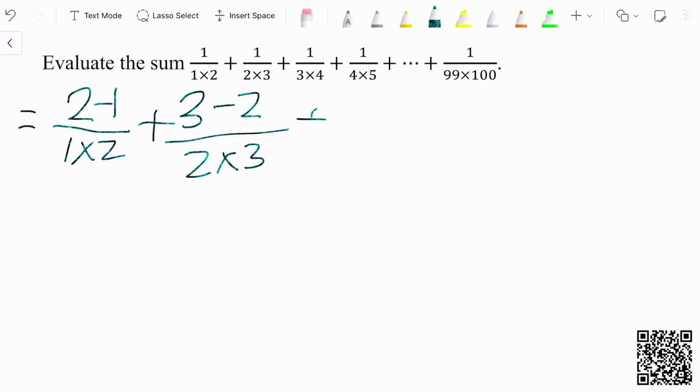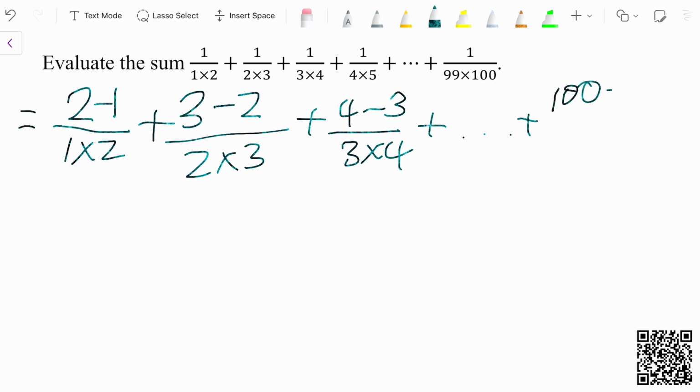And you're like, okay, so we're just going to continue that pattern forever. No, we're actually not. But just keep watching me, right? All the way to 100 minus 99 over 99 times 100. And you might be like, okay, sure, you wrote that. But now what? We will take apart these numbers, okay?